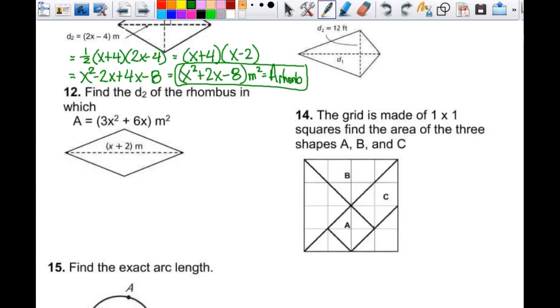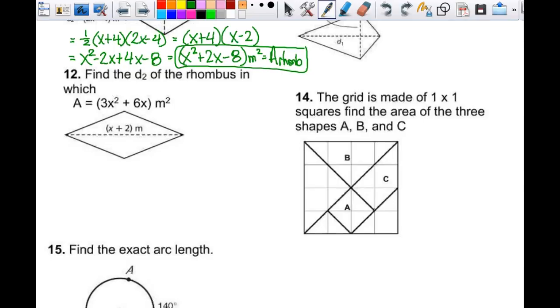All right. So now I'm going to find d2 in the rhombus here. I know that the area of the rhombus is equal to 1/2 d1 d2. So when I substitute all this in, this is going to give me the area, which is 3x squared plus 6x is equal to 1/2 times d1, which is x plus 2, times d2, which is what I'm looking for.